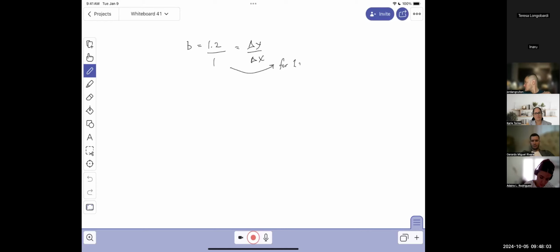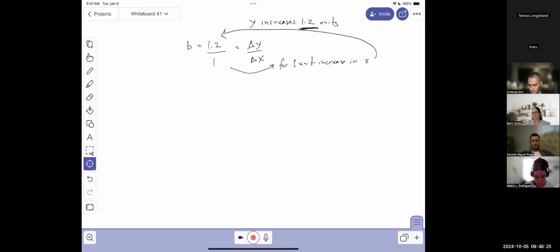So for a 1 unit increase in x, y increases, because it's a positive, 1.2 units. So in general, that's how you can read it. You can plug in this value, but that's in general the statement. For a 1 unit increase in whatever the x variable is, y increases 1.2 units. Now we could put in the word units.